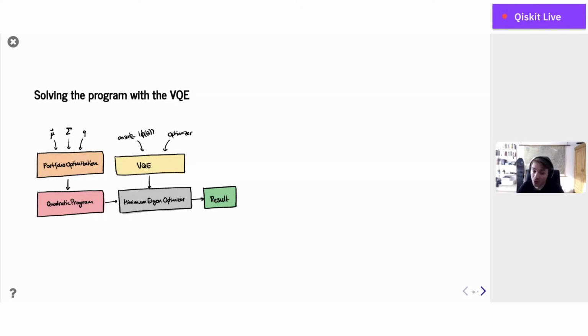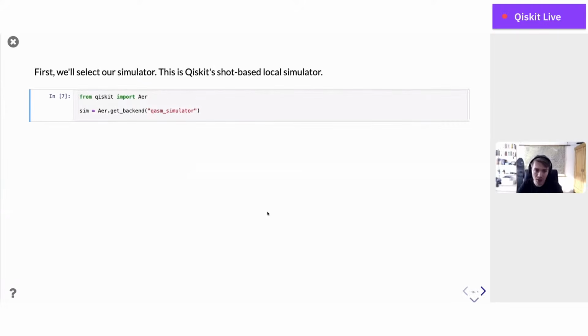Before we solve this, with the gray box we solved that with a classical algorithm, but now we want to use a quantum algorithm. The minimum eigenoptimizer that you can see here takes care of the transformation of the quadratic program to a Hamiltonian. And then it needs some quantum algorithm subroutine that finds the ground state of this Hamiltonian. For this, we use VQE. So we give VQE an ansatz and an optimizer and plug it into this minimum eigenoptimizer, which can then take in the quadratic program and give us back the result.